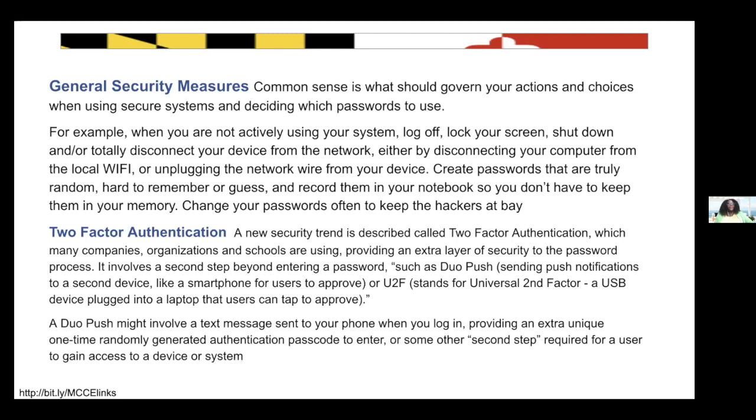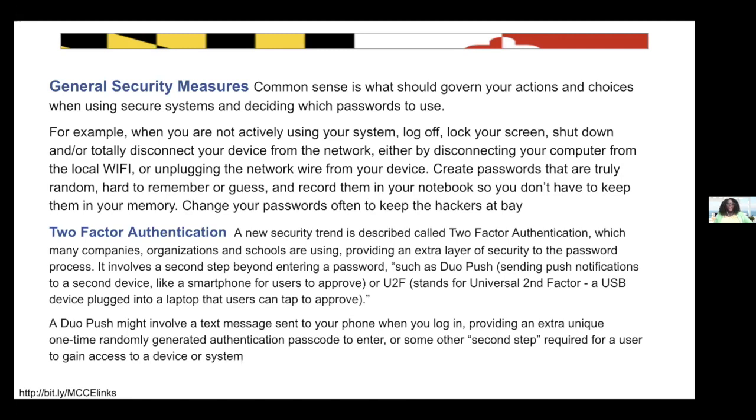So by disconnecting your computer from your local Wi-Fi or unplugging the network from your device, that's going to really help you. And then create passwords that are truly random, hard to remember or guess, and record them in your notebook. That's a good thing, but never take that notebook out of your house. If you're going to be taking your notebook anywhere with you, then you're not secure. Your notebook should be just there for you to get your password, log in, and be on your way. But if you're going to carry it anywhere where you could drop it, where your things could be stolen, then it's not secure, because anything on a piece of paper is not going to be hacked. But you cannot take it to your office outside your door. Once you leave your house, that is no longer secure.